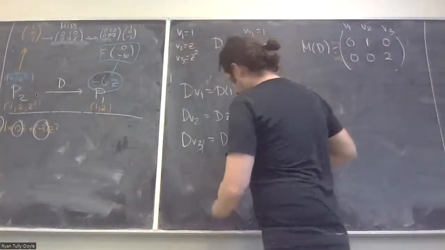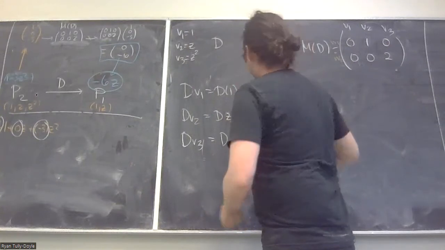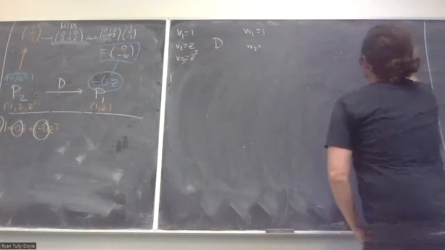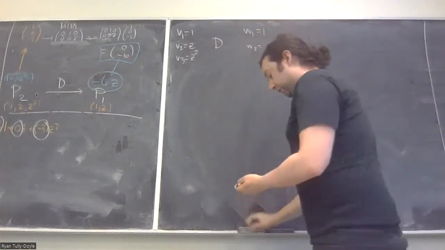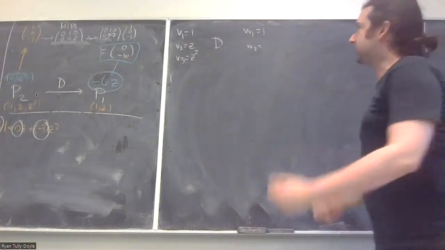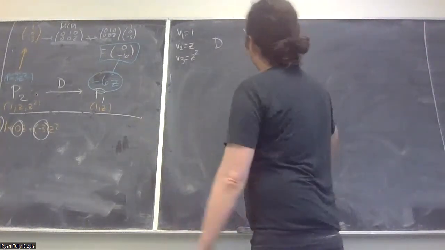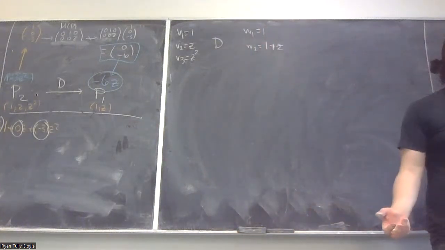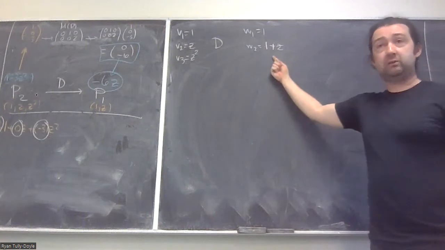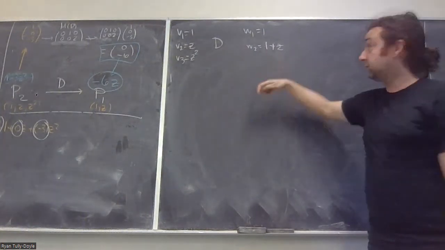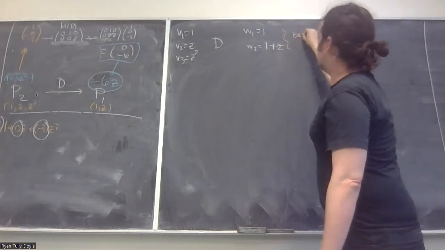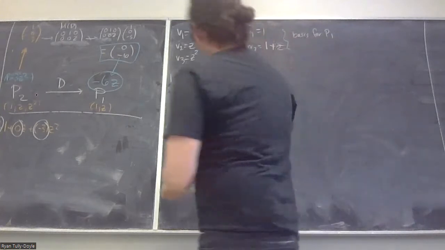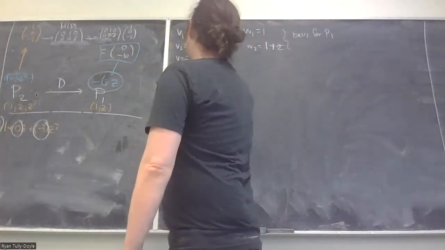So let's just make this into 1 plus z instead. What if we have the same exact picture? Same picture. But now I tell you, for some reason I woke up on the wrong side of the bed and I want my basis of P1 to be 1 and 1 plus z. It's also a basis for P1. There are 2 linearly independent vectors in a 2-dimensional space, so it's a basis for P1.